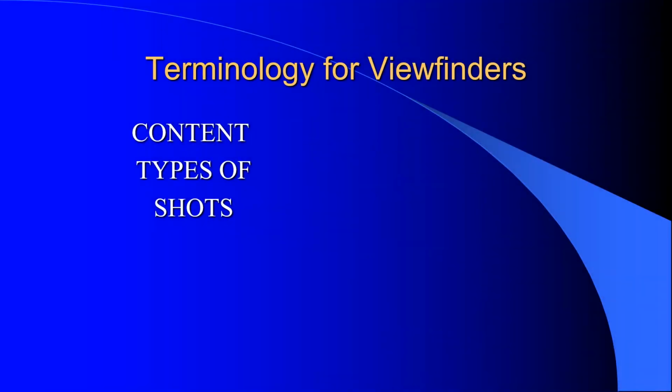Okay, in this part of the cameras PowerPoint, we're going to talk about different types of shots. We've already talked about the 7 main types of shots, but this also has to do with how the image is composed in the viewfinder, where objects are in the viewfinder, and the terminology used to identify those types of shots.